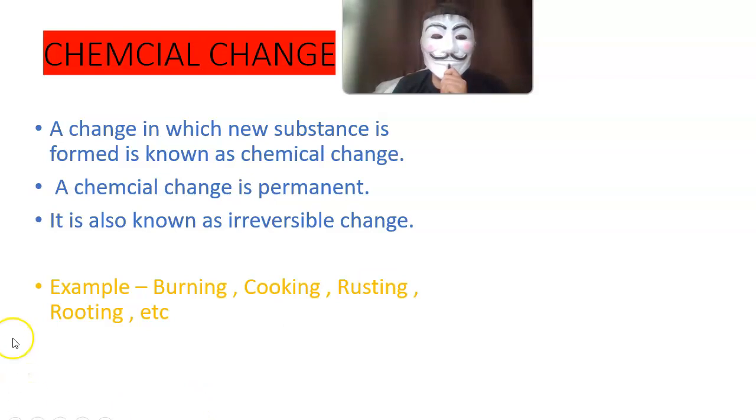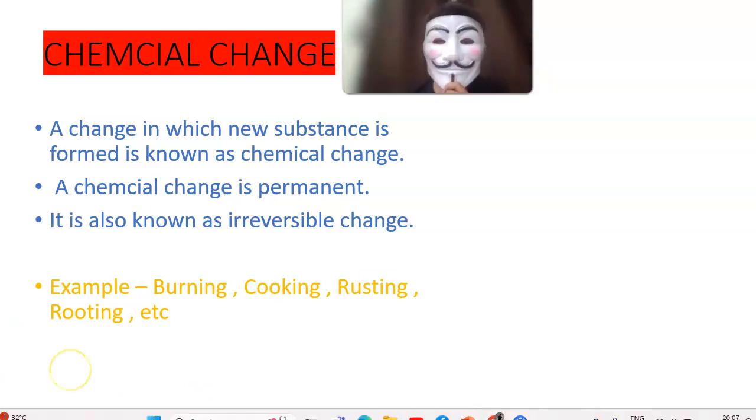Rusting is a brown colored coating which is formed when a substance is kept in nature, in a place where it comes in contact with sunlight, oxygen and water. At that time this is formed. We can also give a short definition of rusting: it's a corrosion of iron. Corrosion of iron is known as rusting.